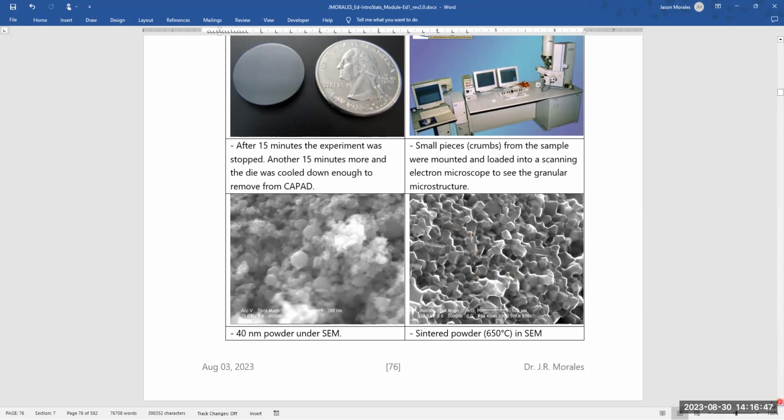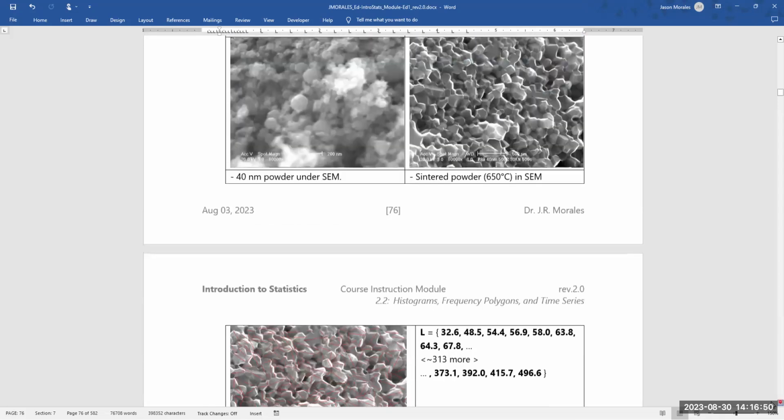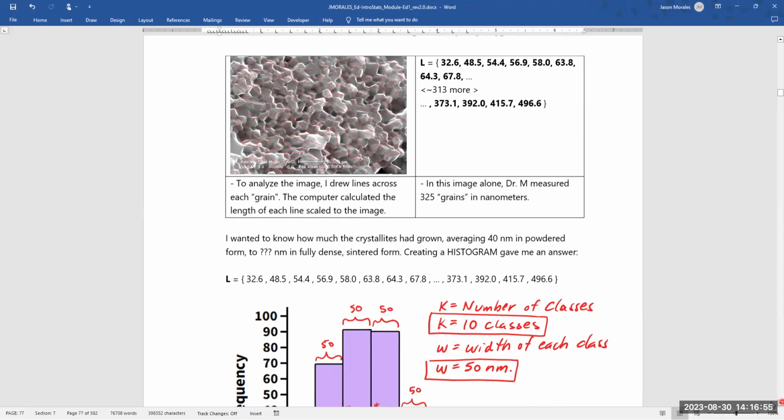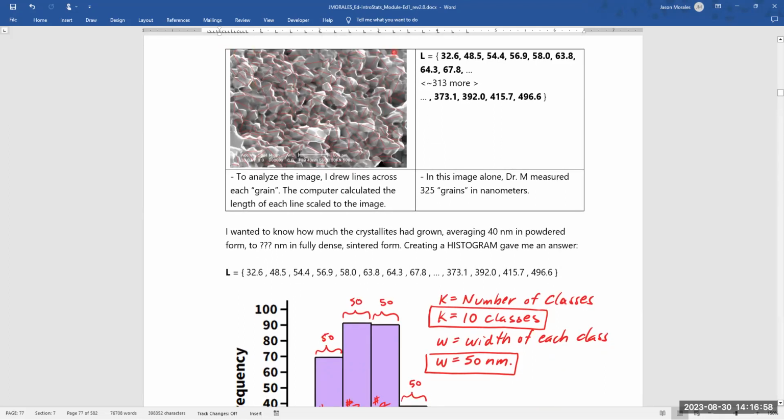Okay, so how does this relate to histograms? Well, using some computer software, I would take a scanning electron microscope image, a micrograph, and I would scale the image using a scale from the microscope itself, and I would draw lines across each grain. The computer would then take the length of the line that I drew across the grain and translate that into a length in nanometers, because of this scale.